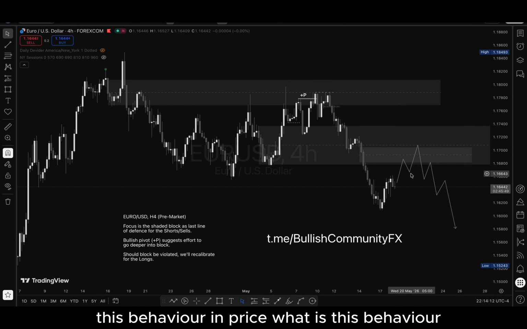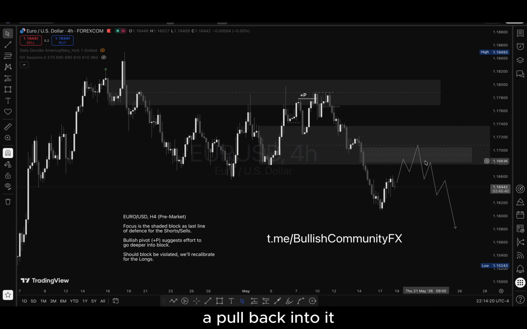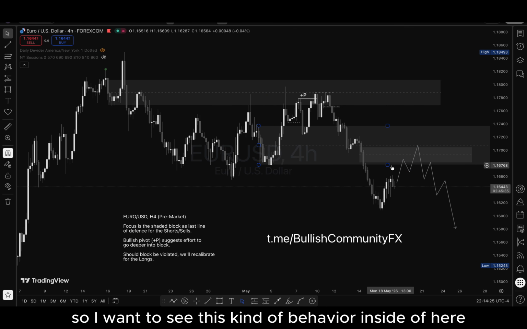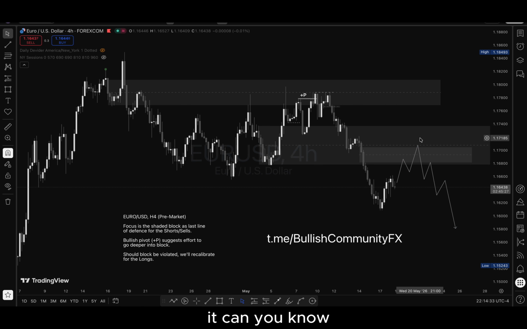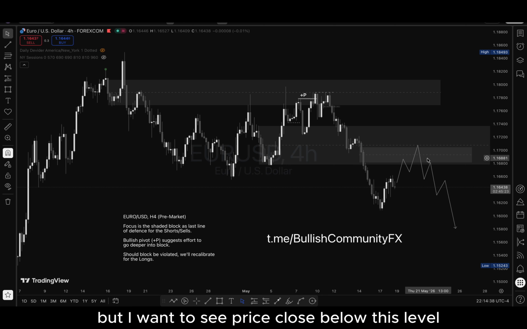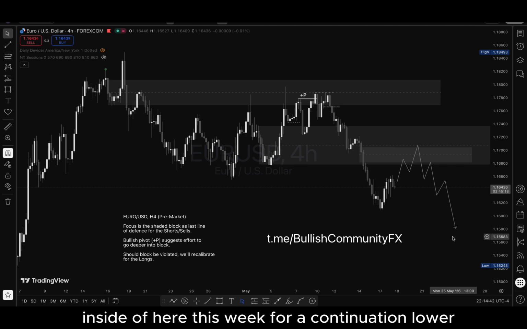What is this behavior? We have this swing low that sends price above this swing high here. And then a break of that swing low is manipulation behavior, a pullback into it. If you're in line with the trend, you want to take that. So I want to see this kind of behavior inside of here. From this block here into this midpoint, it can shade above it if it wants to, but I want to see price close below this level inside of here this week for a continuation lower.